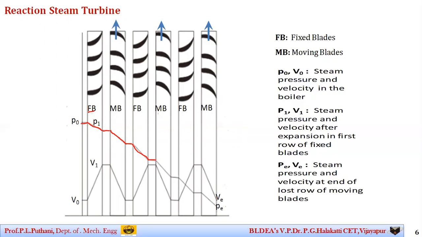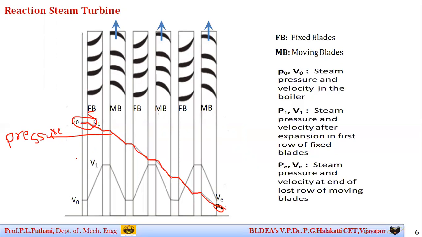Similarly, what is the conclusion here? We can conclude that the pressure drop in the reaction turbine happens continuously and gradually for every set of fixed and moving blades. This is my exit pressure PE, and this is my inlet pressure, that is P0 equal to P1. This is the pressure diagram. You need to draw this correctly even in the examination, then only will full marks be awarded to you.